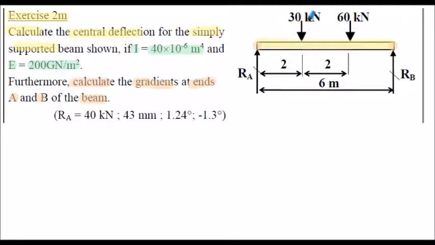We have 2 point loads applied to the beam. We have 30 kilonewtons, it's 2 meters in from the left-hand end, and 60 kilonewtons, that's 4 meters in from the left-hand end. The overall length of the beam is 6 meters.